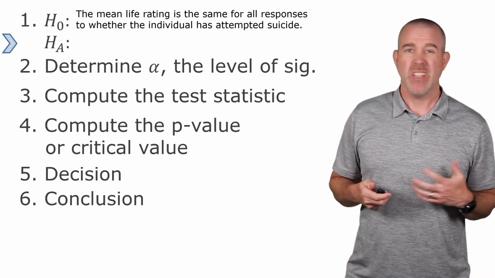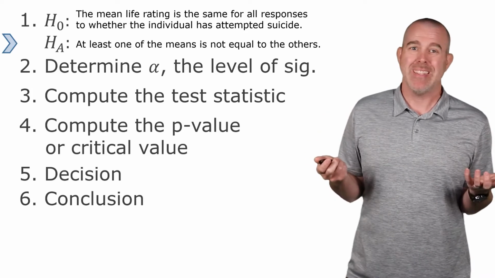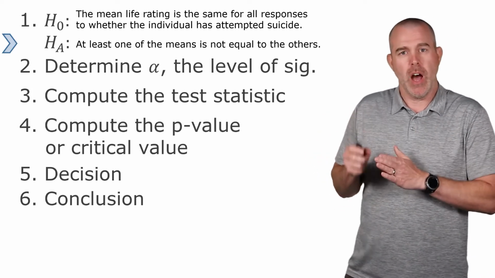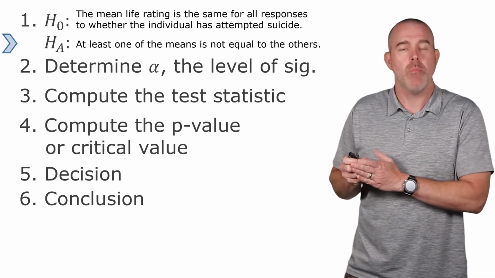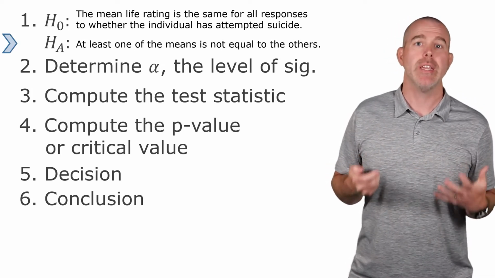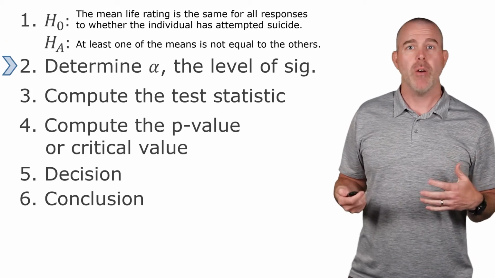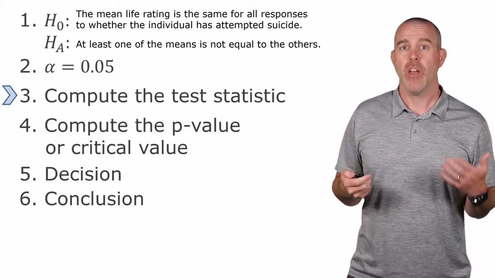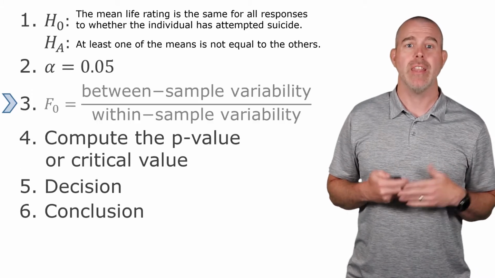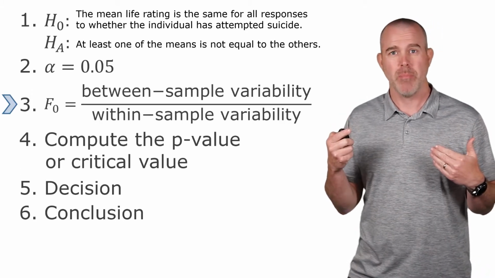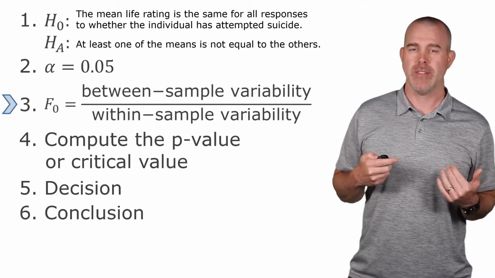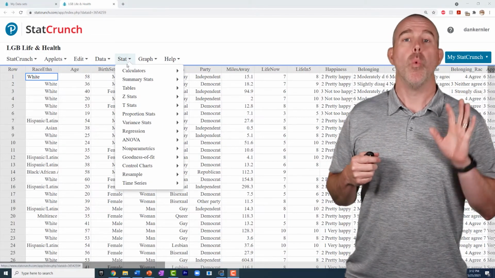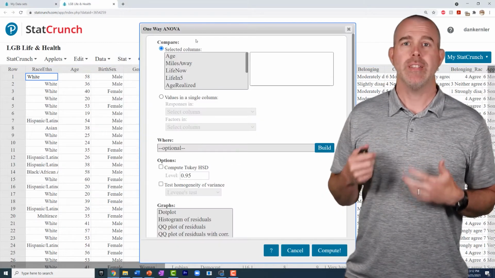The alternative is just that at least one of the means is different. Doesn't mean they're all different from each other, but the null hypothesis is that they're all the same, and the alternative is that at least one is different. Our alpha, we use our same alpha as always, 0.05. The test statistic, we're going to use StatCrunch to find this F: between sample variability divided by the within sample variability. So in StatCrunch, this is Stat, One-way ANOVA, with data.